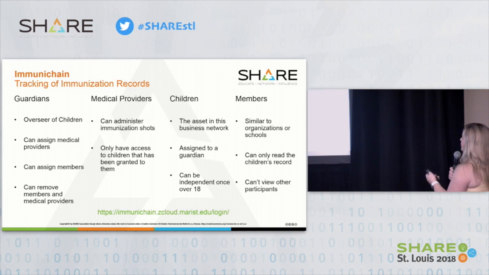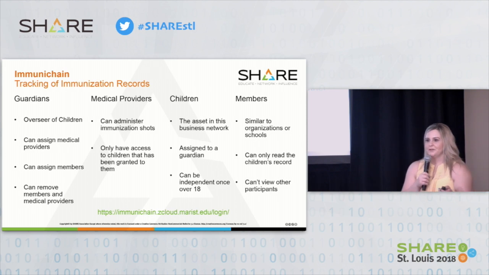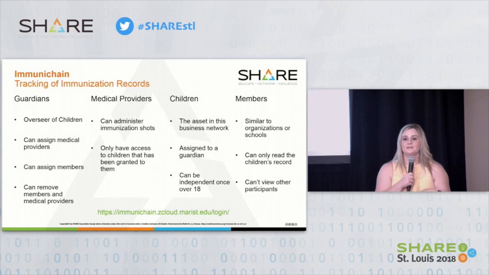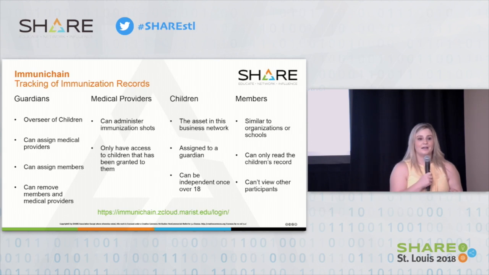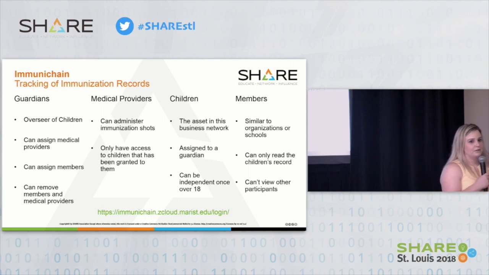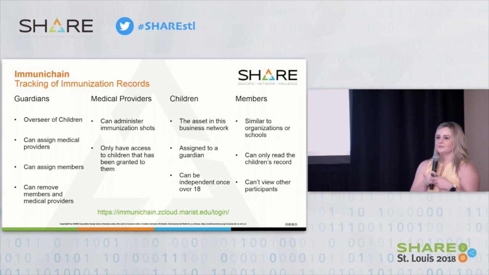So members could be an organization or a school, but there's somebody that can only read the child's record. So they can't see anybody else's information, but if a guardian grants permission, let's say when you're going to send your kid to kindergarten, you have to show that they have valid immunizations. You could grant the school read-only permission and maybe set a time limit on it, so they could verify that yes, your child has the proper immunizations. They've got them from reputable sources. Okay, they're cleared to go to school.